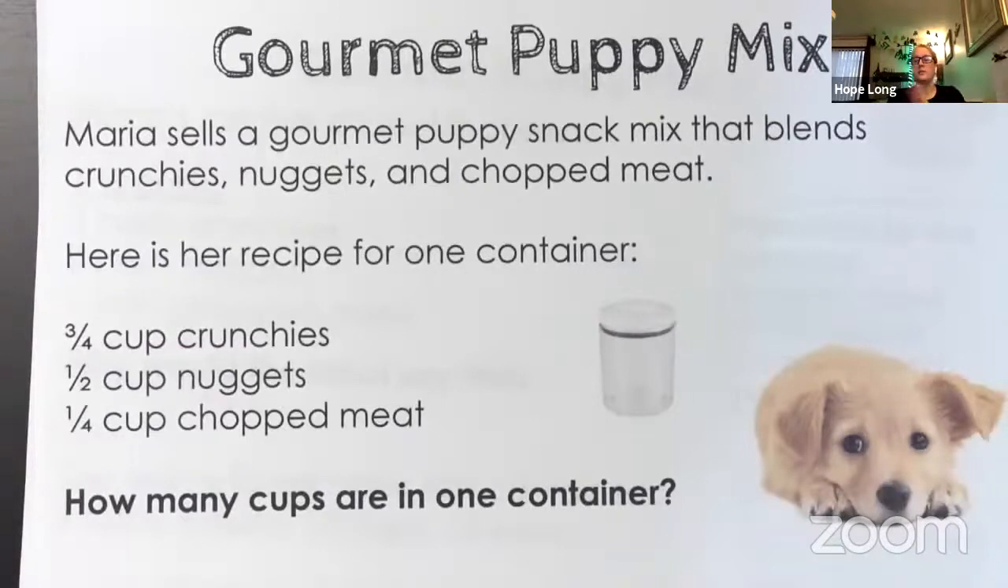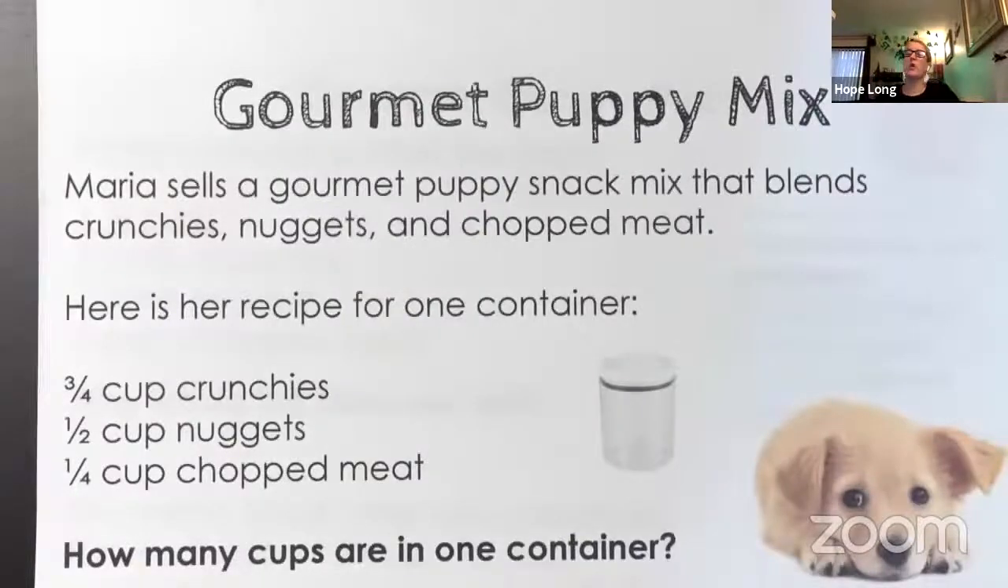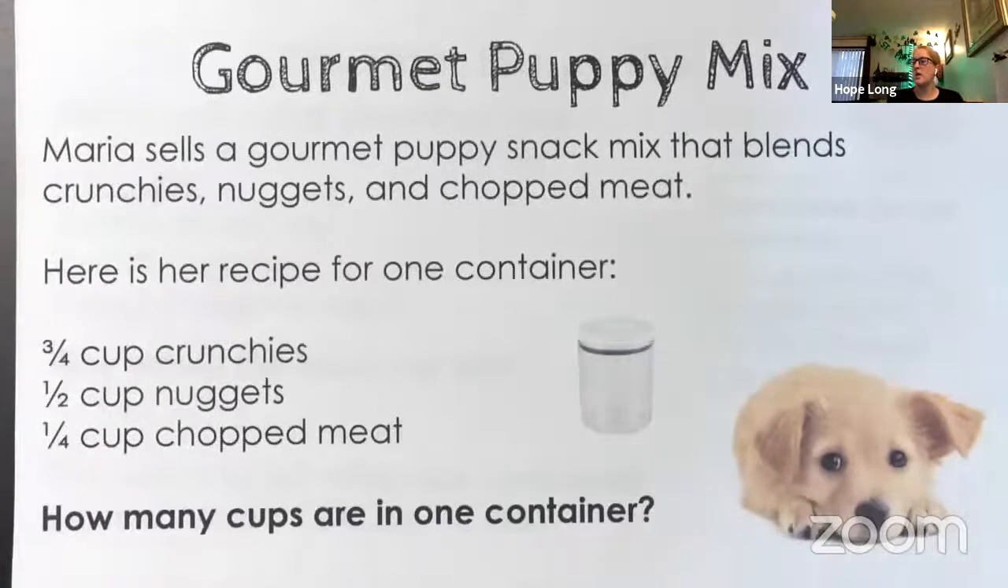All right, so let's talk about this. We're going to continue our work with ratio tables today and looking at different pet foods. Yesterday we talked about Bob and his bird seed. Today we're going to look at Maria and her gourmet puppy mix that she sells.